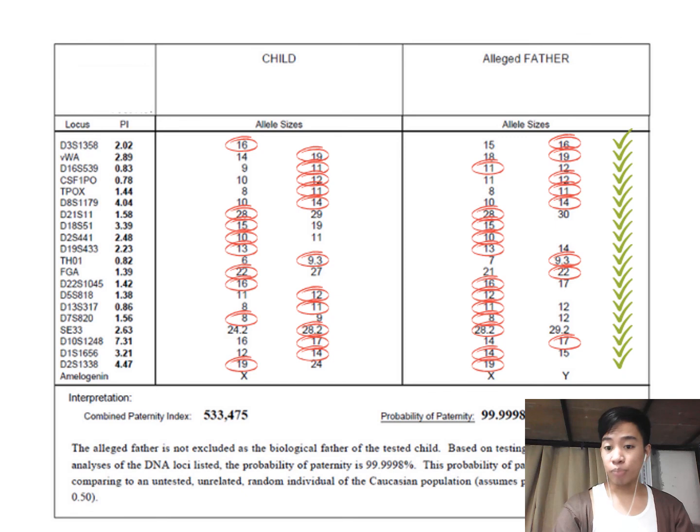Pwedeng 99.9% na parehas sila. Remember, 0.1% lang ang hindi kasi nga, nung nag-combine yung genes ng nanay at tatay, nakabuo ng bagong characteristic or sequence ng DNA doon sa anak. So, hindi siya 100% parehas ng sequence. Pero makikita nyo dito, lahat ng sequence ng tatay ay same with the sequence of the anak.